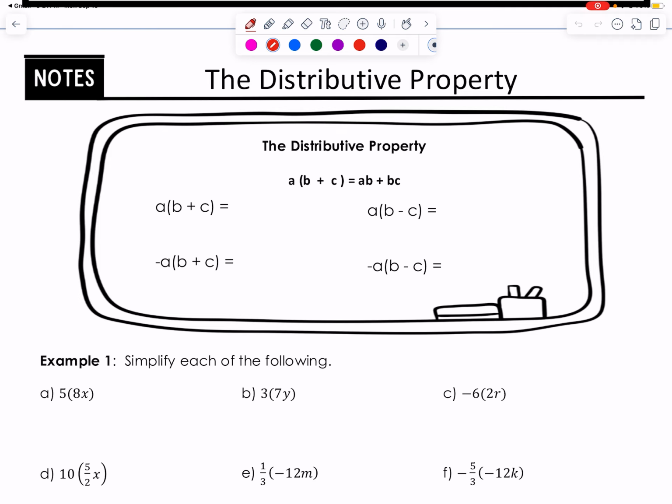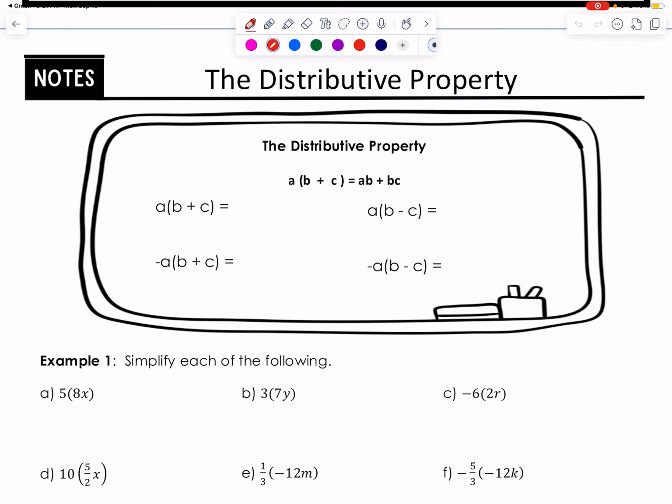In today's lesson, we will be exploring simplifying algebraic expressions using the distributive property. Now, in previous courses, you've probably seen the distributive property at work. And we use the distributive property when we're multiplying a number times a quantity.